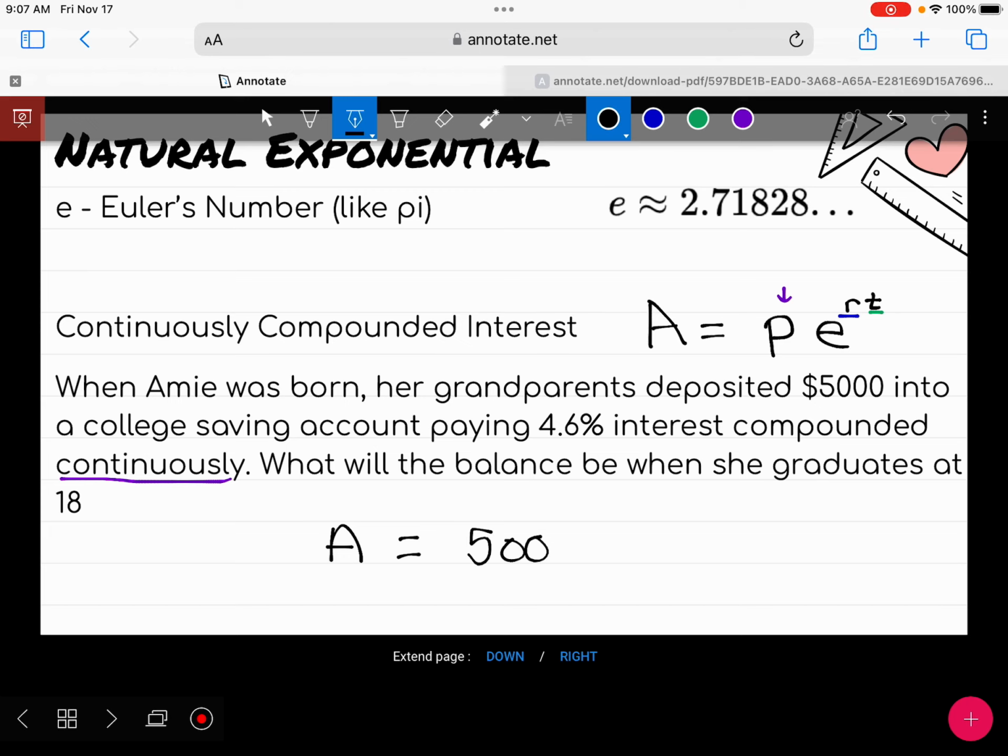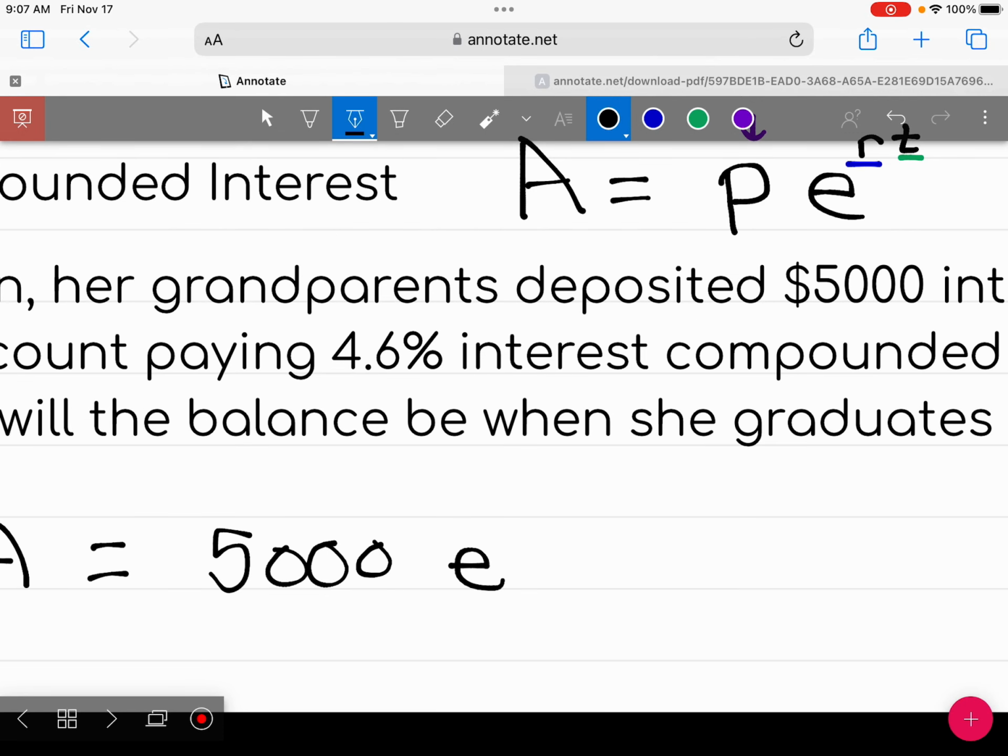5,000 E to the power of 0.046, because our 4.6% as a decimal, times 18.